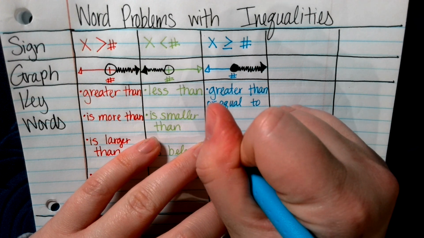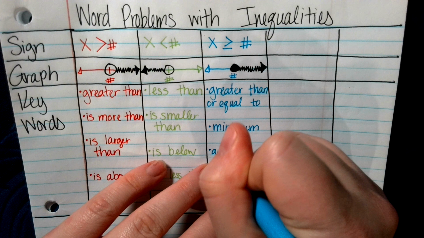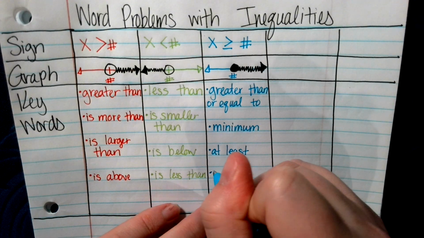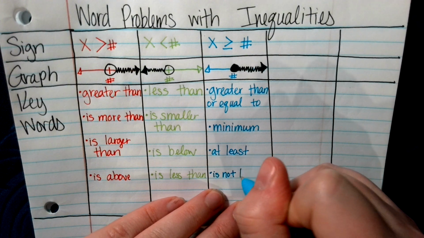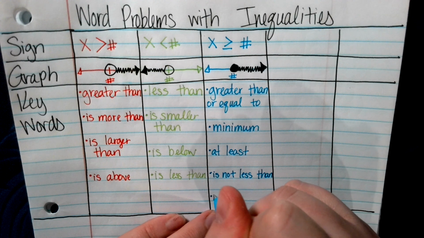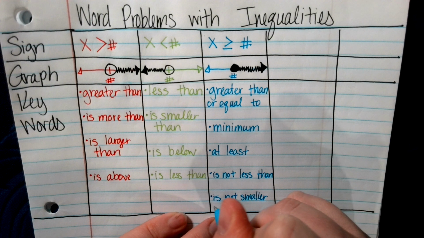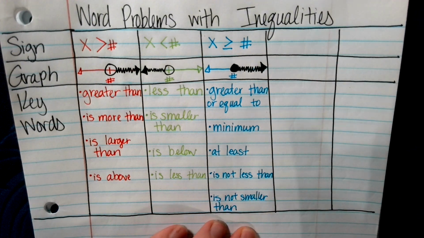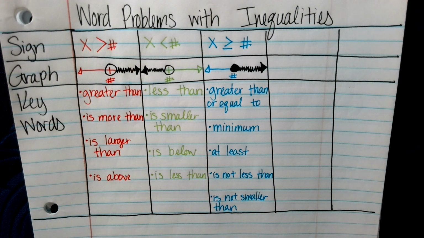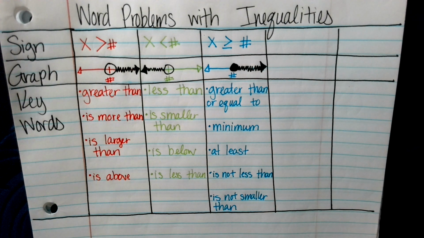Other words you might hear are minimum, at least, is not less than, and is not smaller than. All those words mean the same thing as greater than or equal to. They all imply that it could equal that number or anything bigger than it.